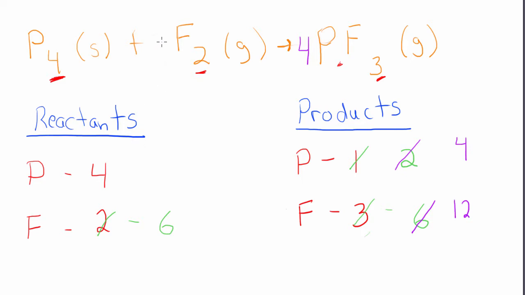What could I do in my reactant side to make sure that I've got the 12 fluorine? If I multiply the F2 by 6, that's going to give me 12. So now I've got in my reactants 4 phosphorus, 12 fluorine. In the products, 4 phosphorus, 12 fluorine. So hooray, this equation is now balanced. So the true reaction is going to be 4 of these phosphorus plus 6 F2 will react with 4 of the PF3. Good.